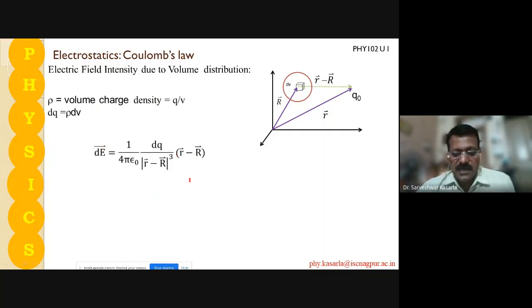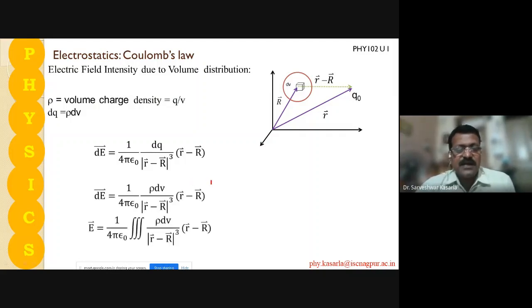So then the expression will be the same, dq is equal to rho into dv, and the expression for the intensity will be like this. If you replace this dq by rho into dv, and finally after integration, here we use the triple integration because dv means dx dy dz. So there is a volume integration, therefore it is shown by the triple integration. In the previous slide you may have seen the double integration sign for the surface integral. Okay, so for the triple integral we have shown the triple integrations. So this is about the electric field intensity due to volume distribution.